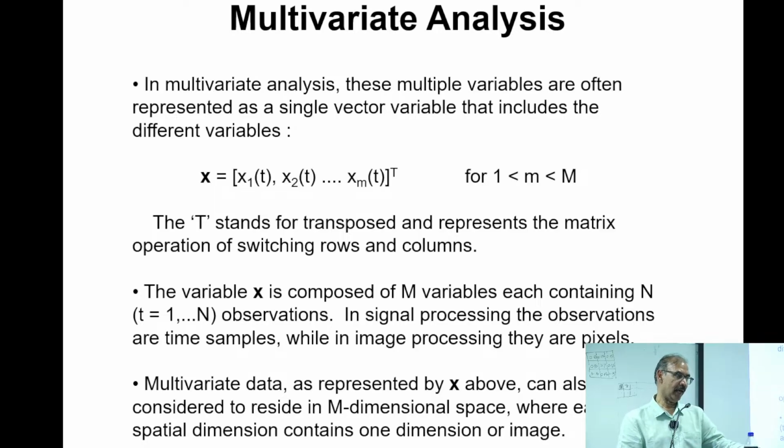So the variable x would be the image, composed of m variables, each containing n observations, where n is the number of observations. In signal processing, the observations are time samples, while in image processing, they are pixels, right? But in fMRI, x would be voxels, while t would be the number of time points.